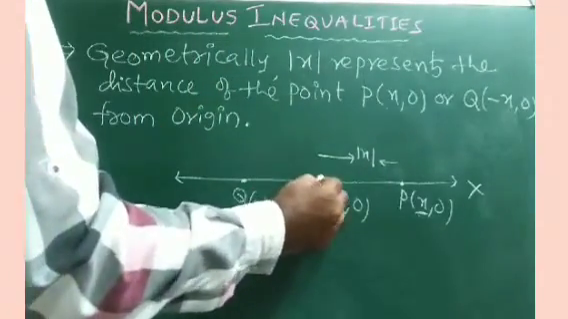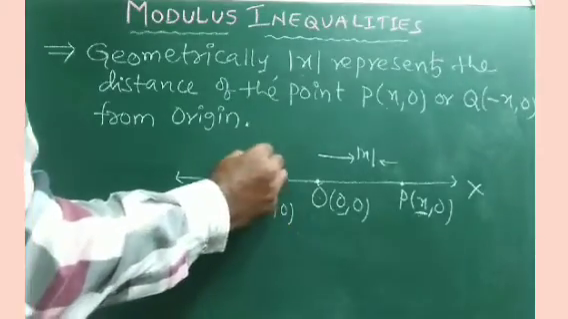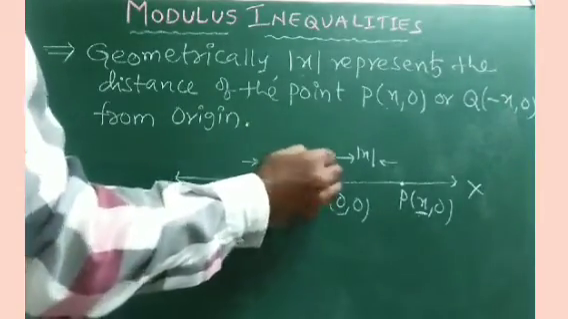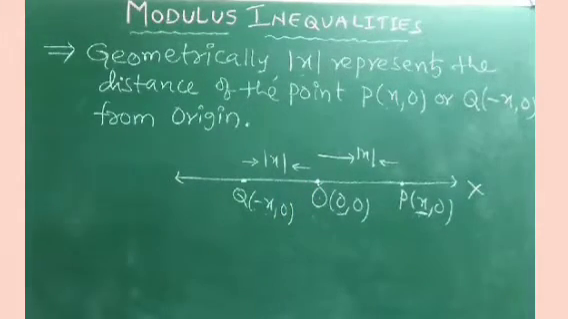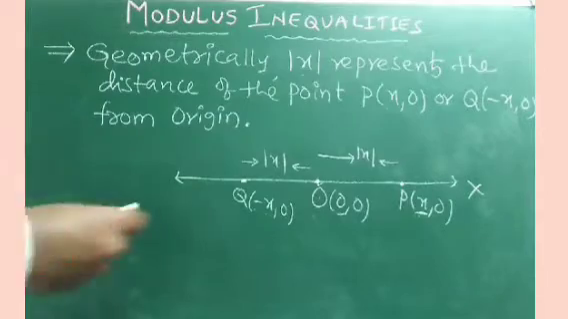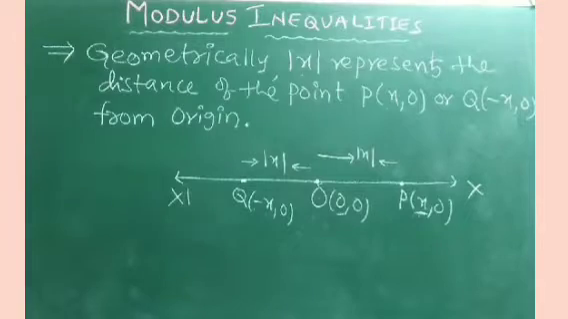Similarly, the distance from 0 to (-x, 0) is also equal to x only, that is modulus of x only. The minus just gives you the direction. This is the direction, positive x-axis, and x dash denotes the negative x-axis.